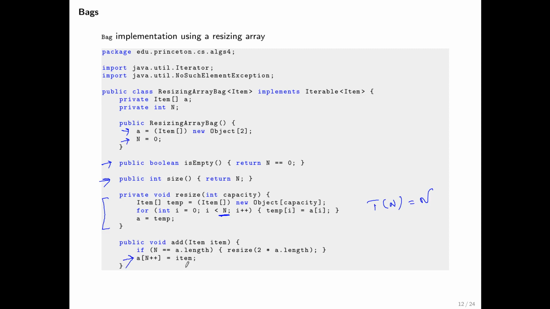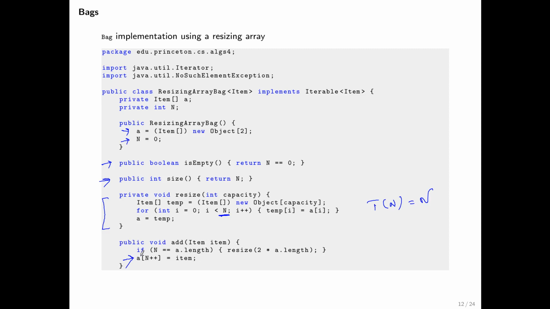So that has a constant cost. But then every once in a while, resize is invoked, which has a linear cost. Okay, and when is resize invoked? It's invoked when there is no room in the array, meaning the capacity of the array is equal to the number of elements actually in the array. Okay, so resize is called every once in a while. So the question is, what is the running time of add?